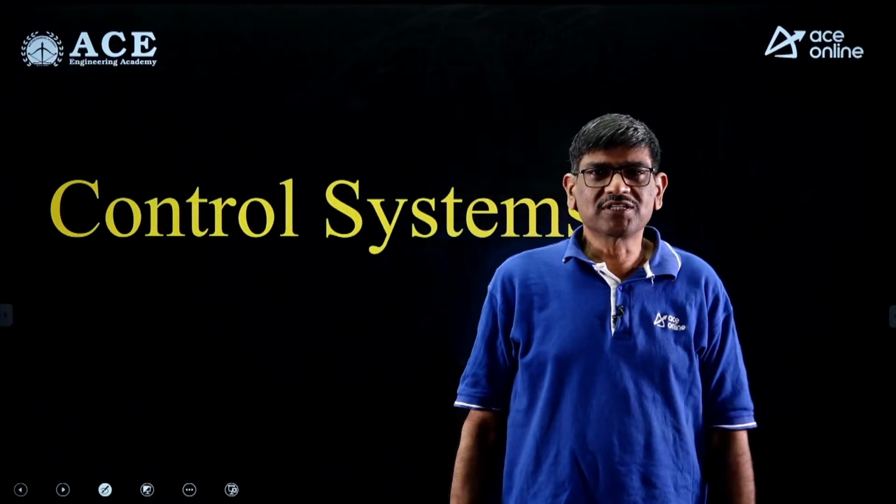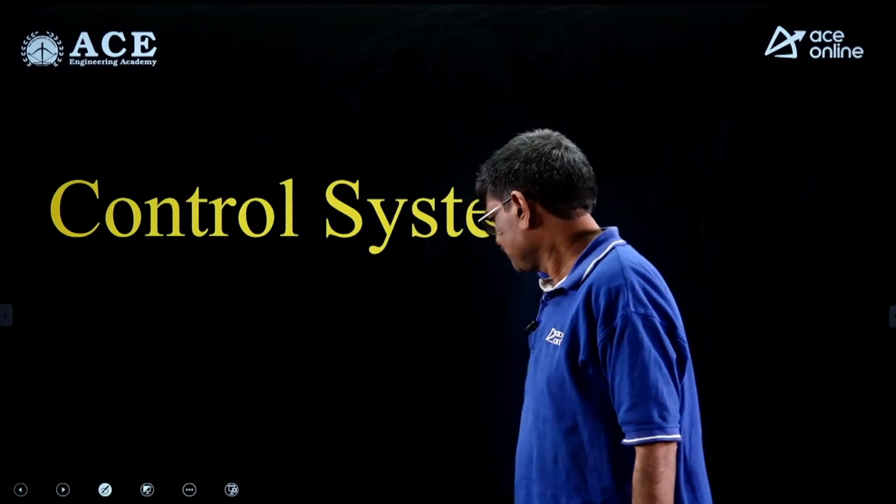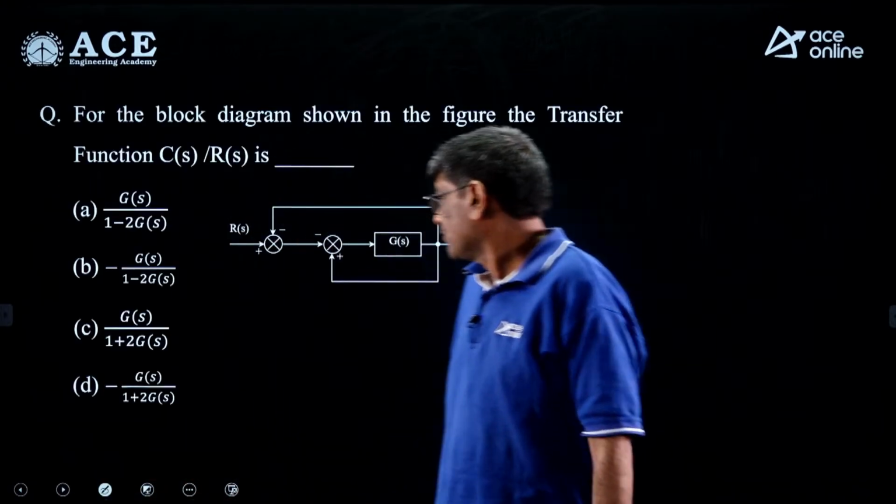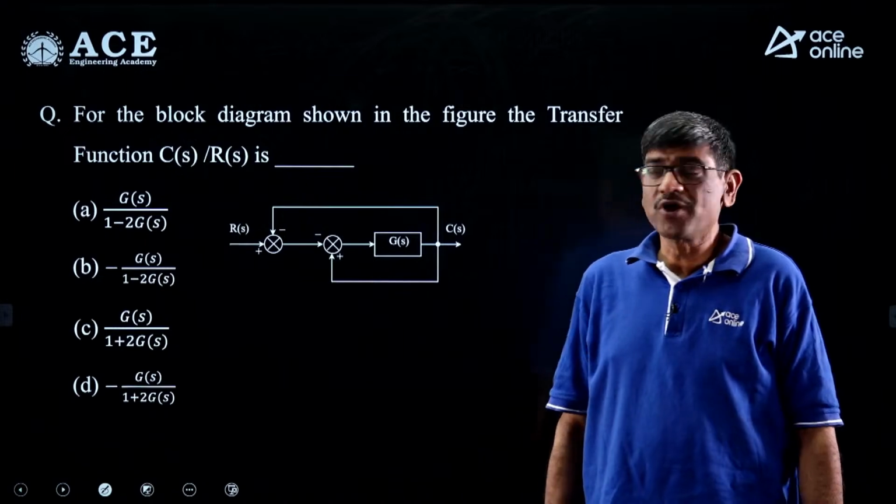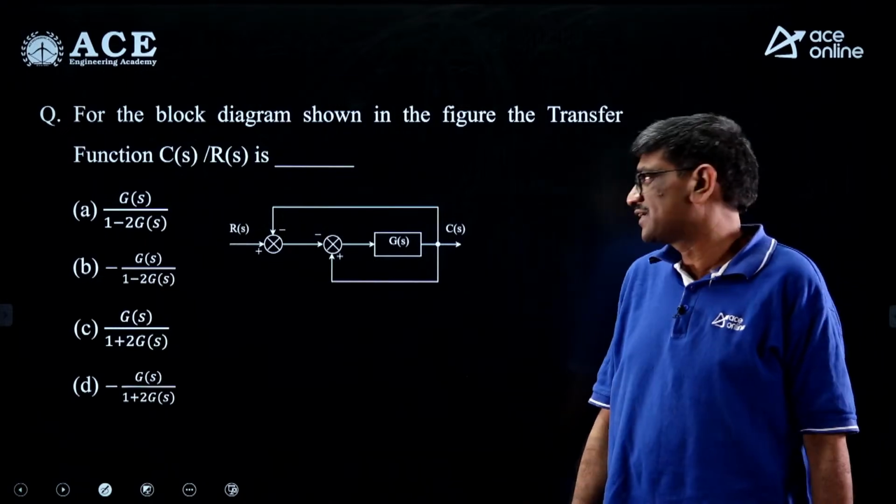In control system, ask the 6 questions. The first question is related to the block diagram. Simply ask the transfer function.